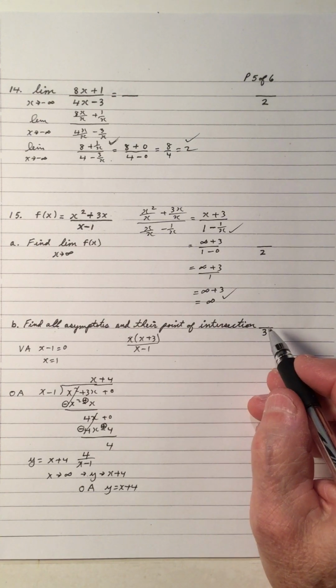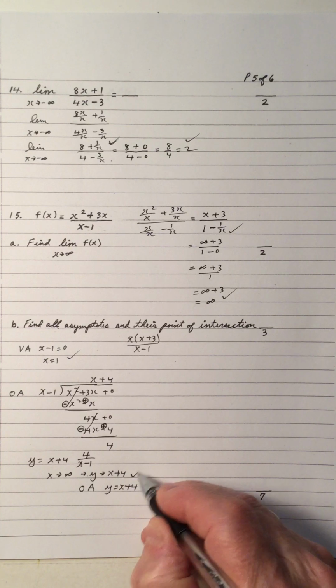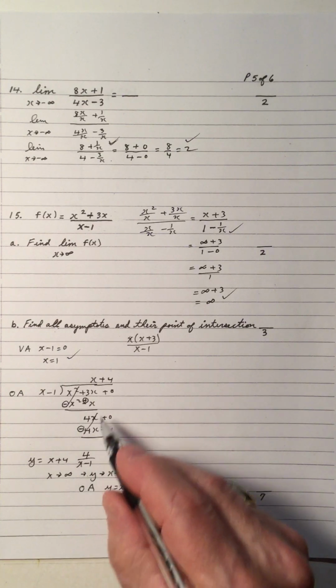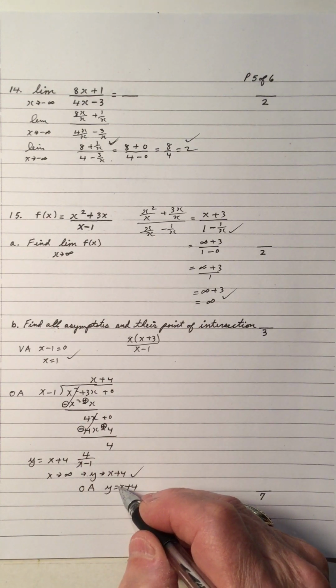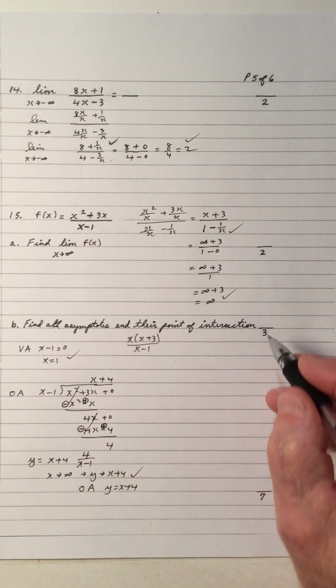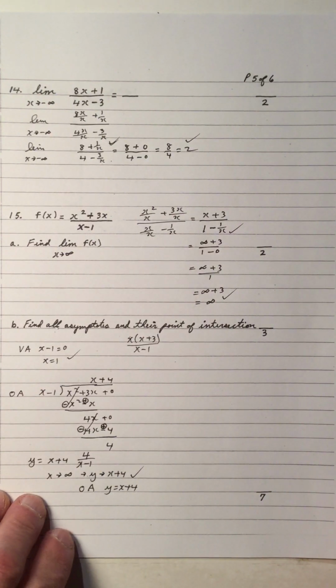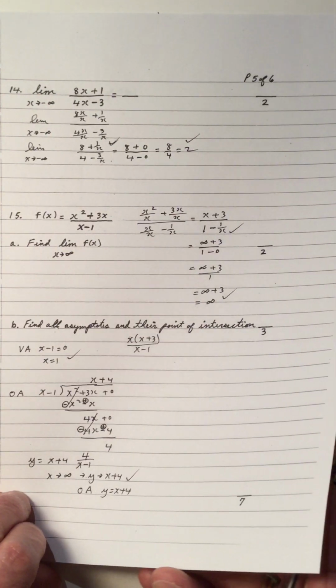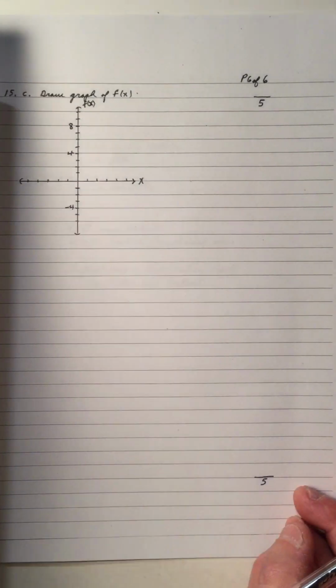And if you have the vertical asymptote and your oblique asymptote, 1 mark for the vertical, 2 marks for the oblique, so there's 3 marks altogether, so the total will be out of 7. Okay, let's continue. Hope everything is going well.